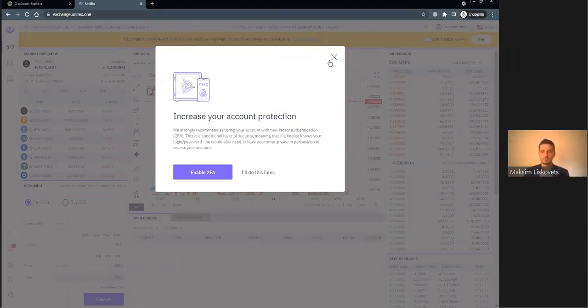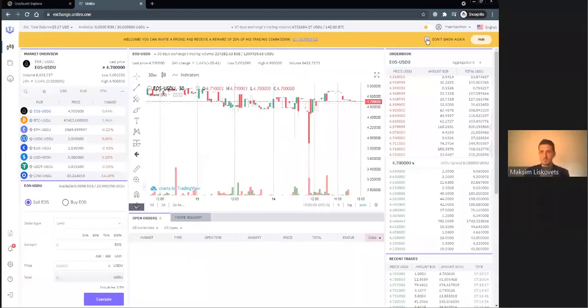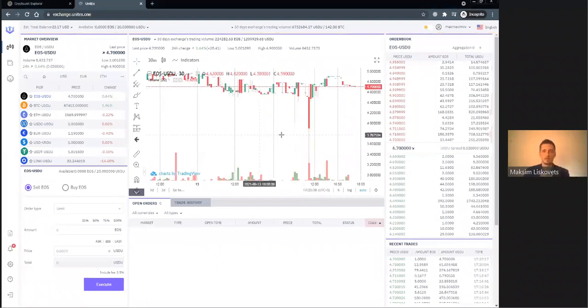I went to the test account. Well, you will see the same when you enter your account. It offers you to enable two-factor authentication, but we'll do it later. And in here, you see there is this green line, yellow. You can hide it. You check the box, don't show it again, and hide. And we are at the UnitEx exchange.